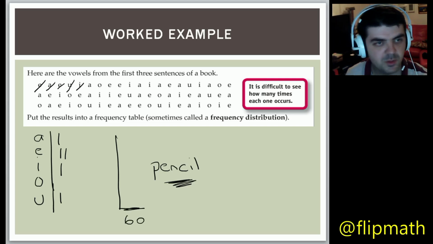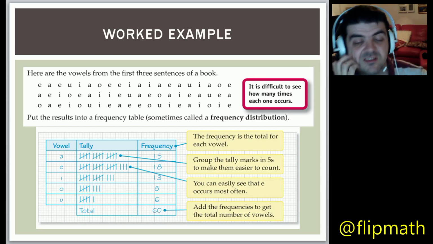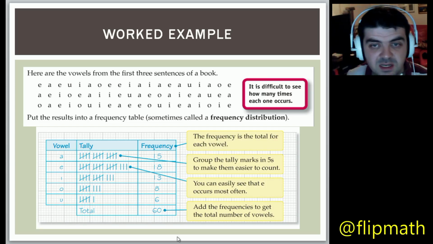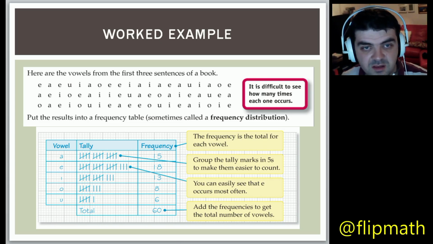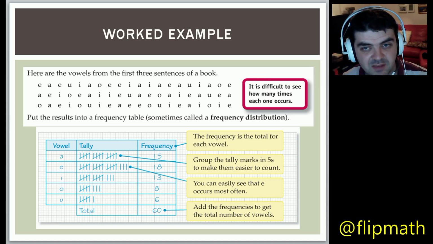Now, in good Blue Peter style, here's one I prepared earlier. And there's actually the answers. So you can see the vowel for each, A, E, I, O, U, the tally for each, and then the frequency, which is the number of each vowel that there were. Tallies, like before, are grouped in fives, or the 5 gate, to make them easier to count. And if you add the frequencies together, you'll get the total number, which is 60.